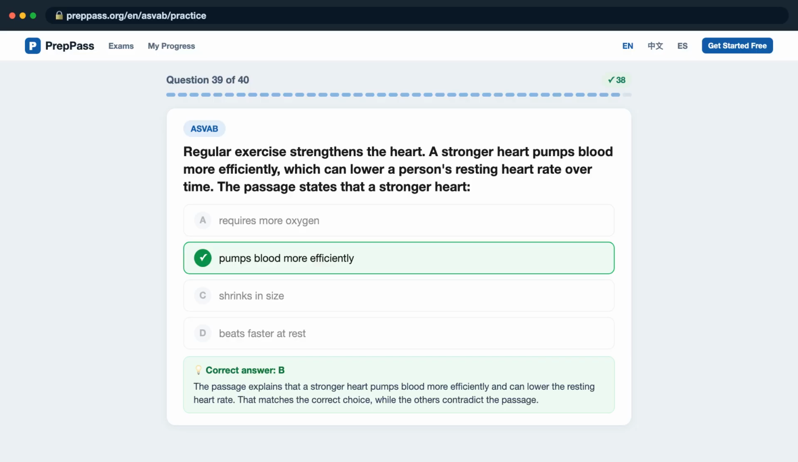The correct answer is B. The passage explains that a stronger heart pumps blood more efficiently and can lower the resting heart rate. That matches the correct choice, while the others contradict the passage.